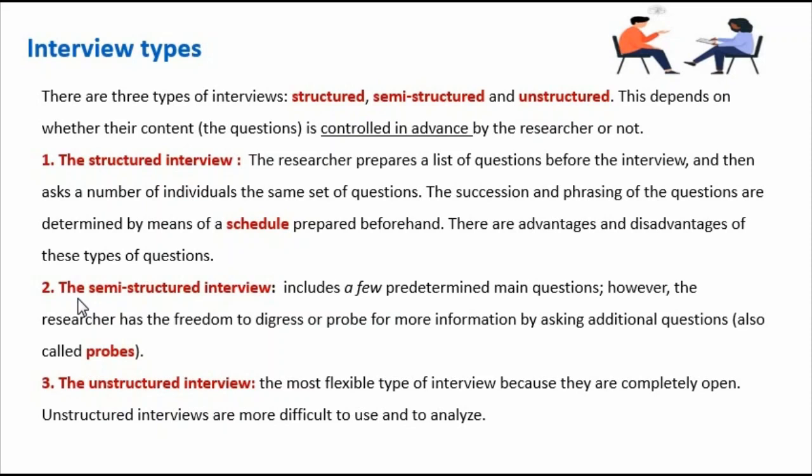Now we come to the second type of interviews, which is the semi-structured interview. This type includes a few predetermined main questions. However, the researcher has the freedom to digress or probe for more information by asking additional questions which are not prepared before. These are called probes. Here some answers may lead the researcher to think of other possible details that might increase his or her understanding of certain phenomena from the perspective of the respondents themselves. It is in this way that this type of interview is semi-structured.